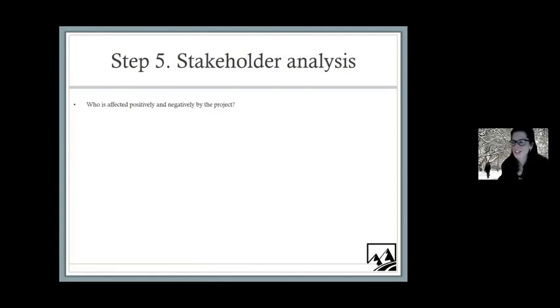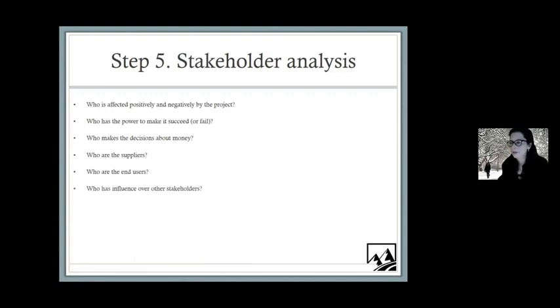So, okay, stakeholder analysis. This gets us thinking about our stakeholders critically, compassionately, and strategically. So who is affected positively and negatively by our project? Who has the power to make our project succeed or fail? Who makes the decisions about money, the flow of money in, the flow of money out? Who are the suppliers of different components that the project has that are going to be important to execute it? Who are the end users of the program's parts, the trainings or products or what have you?